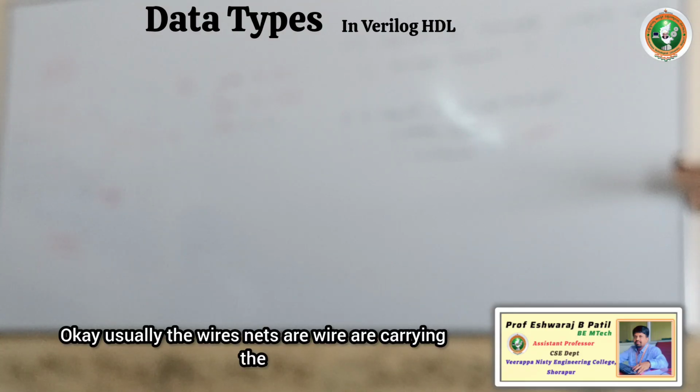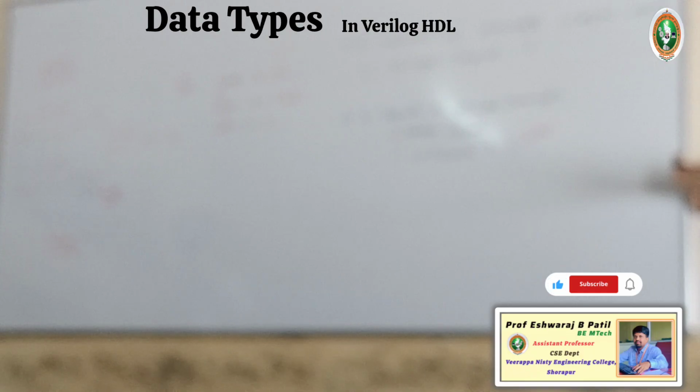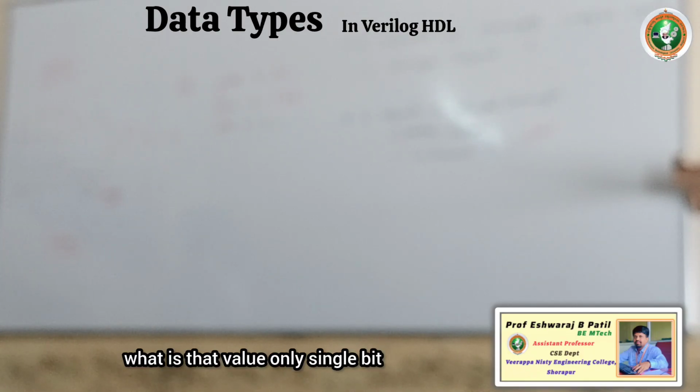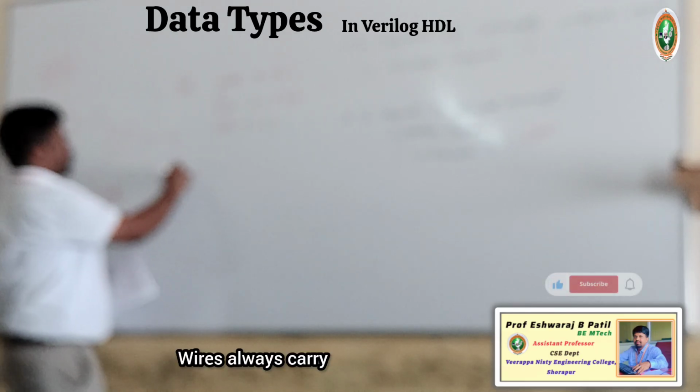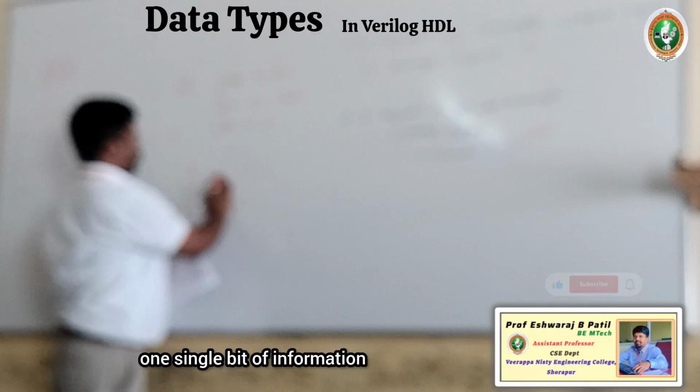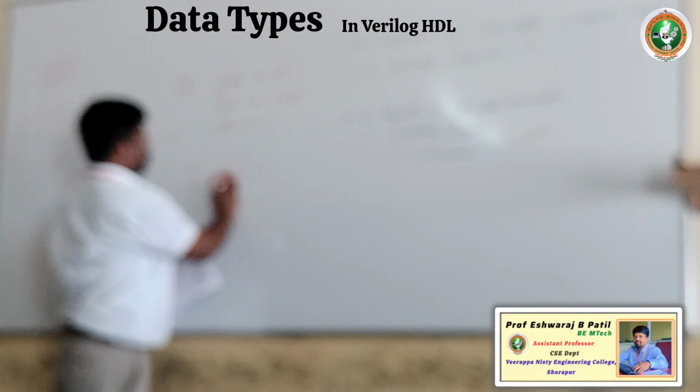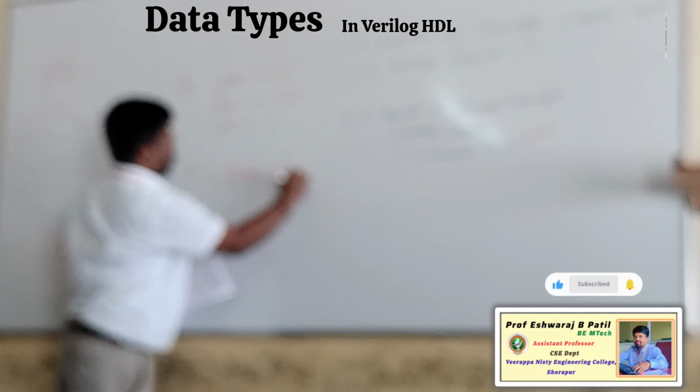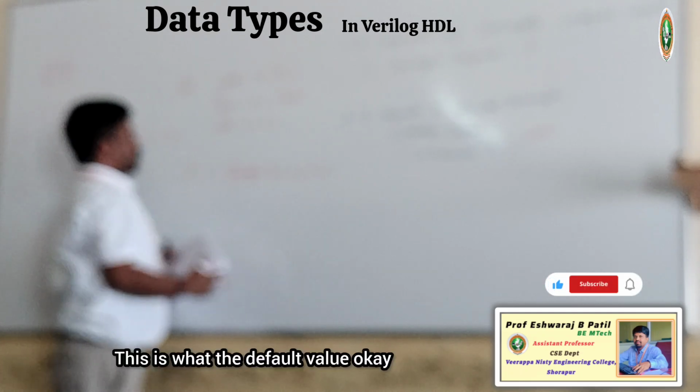Usually the nets carry only a default value. What is that value? Only a single bit. It will not carry multiple bits. You should remember, wires always carry one single bit of information. This is the default value.